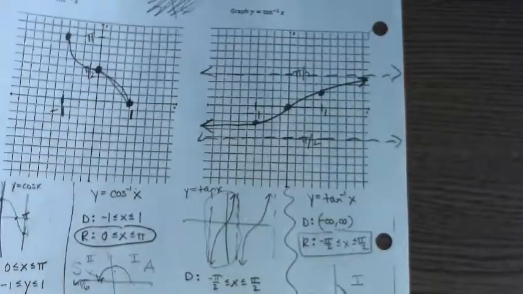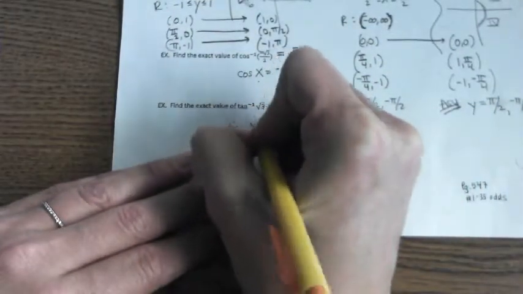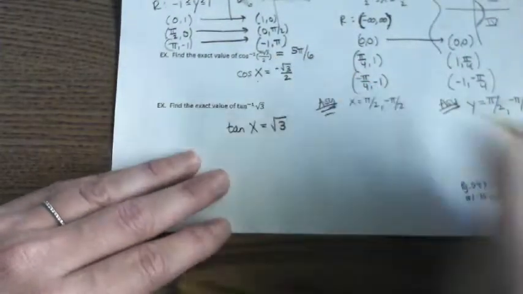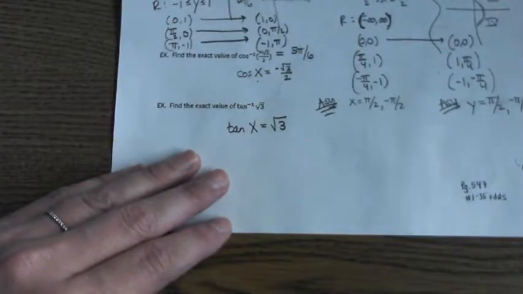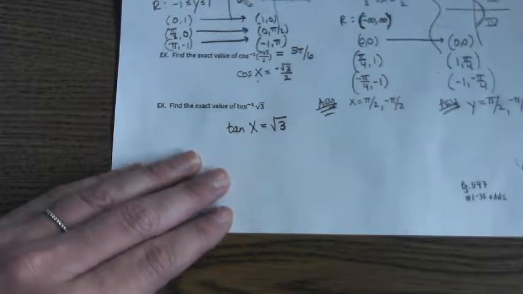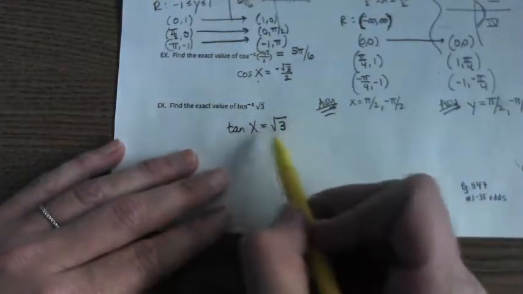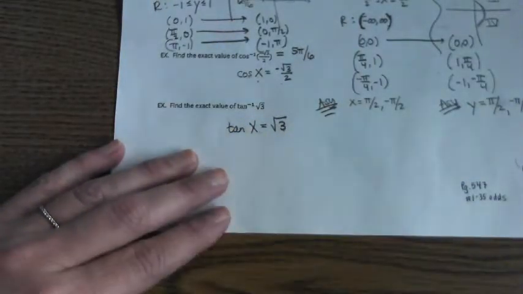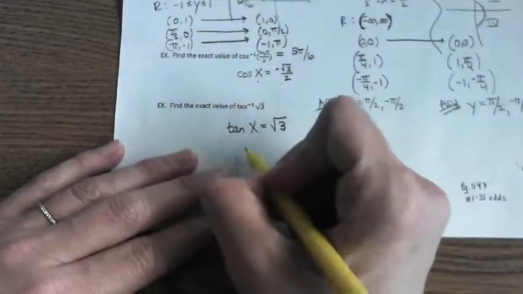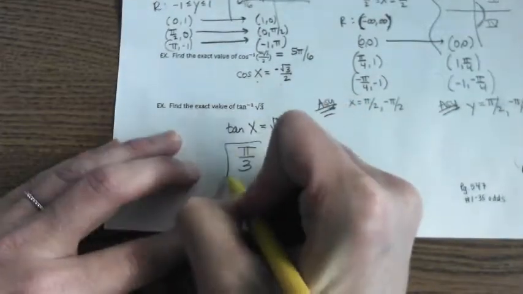And last but not least, down at the bottom, inverse tangent of root 3 is technically asking us the tangent of what angle equals root 3, but we're limited only to the first and fourth quadrants with tangent. So which quadrant are we in? 1, because tangent is positive, and the tangent of what angle equals root 3? Pi over 3 is our answer.